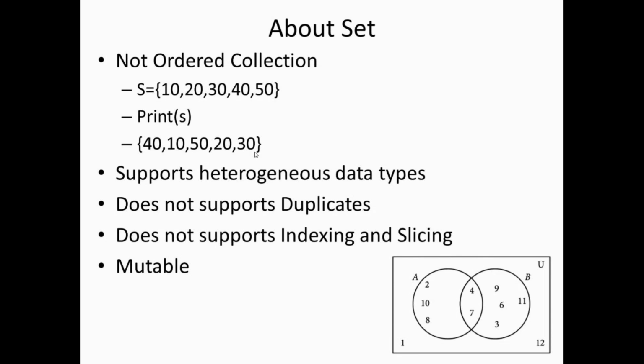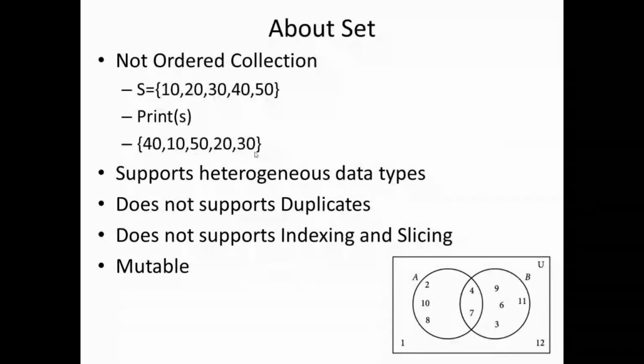As order is not important here, it does not support indexing and slicing. But list supports indexing and slicing. We have seen different examples on list, how to do the indexing and slicing, etc. And set is mutable. Set is a mutable kind of thing.